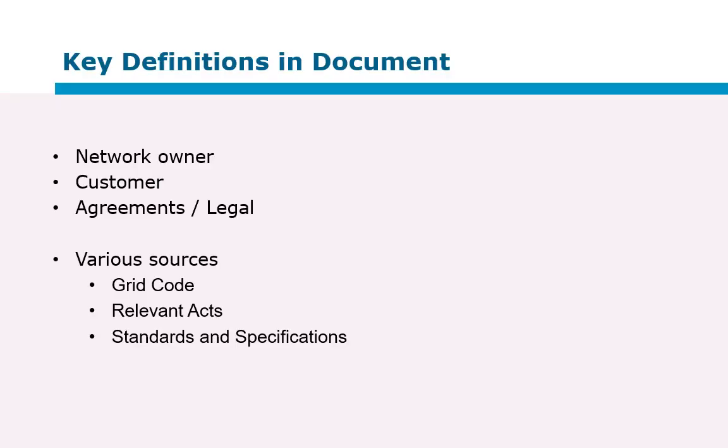At a high level, there are three legs of definitions. One for the owner of the network, one for the customer, and one for agreements or legal aspects. The definitions provided in the document come from different sources, such as different chapters of the Grid Code, any of the related acts or standards, etc. Different documents may have different wording, and in some cases combined definitions are provided.